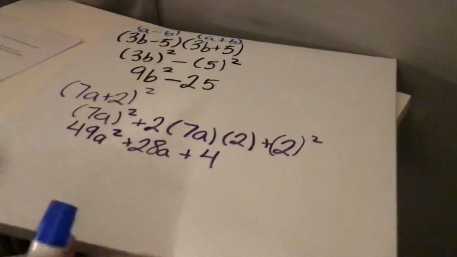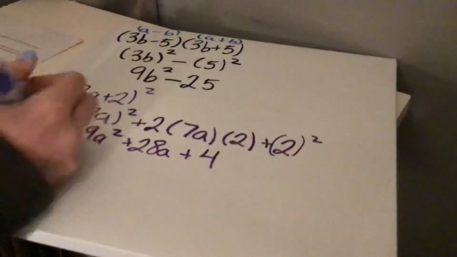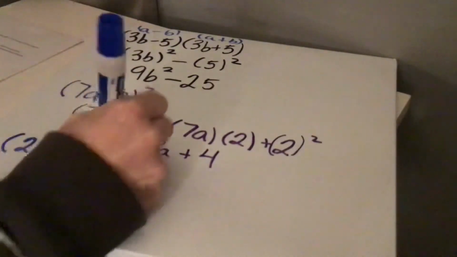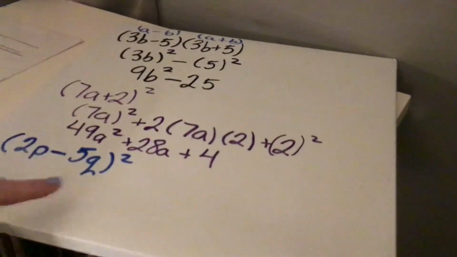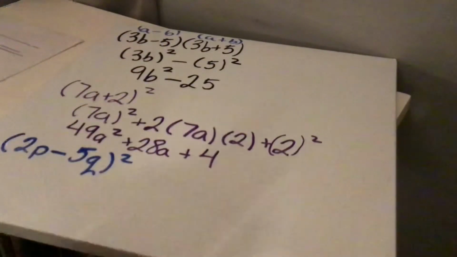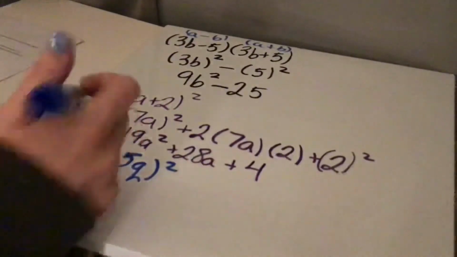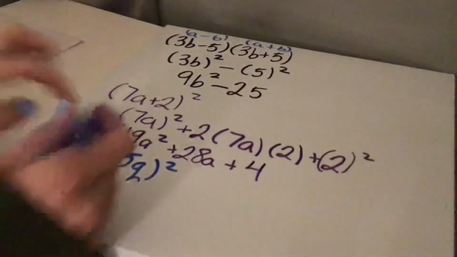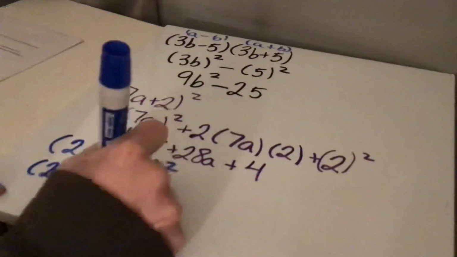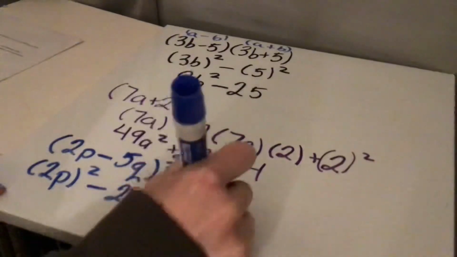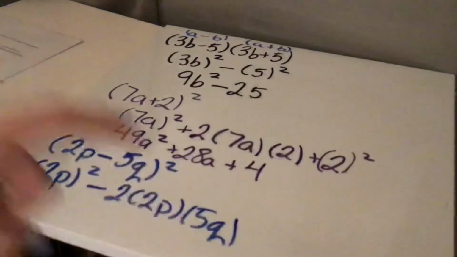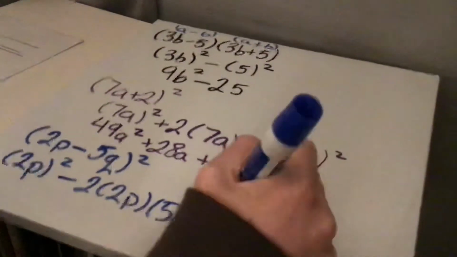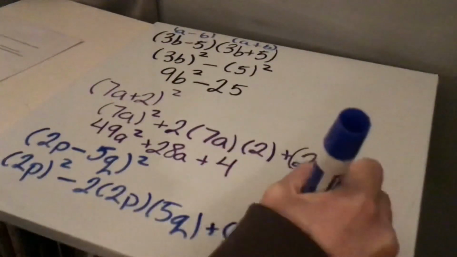All right, then to see it with subtraction, right? It's going to work the same way. So 2p minus 5q quantity squared, right? It's a binomial raised to the second power. So I'm going to take the first one and square it, 2p to the second power. It's subtraction, so I'm going to put subtraction here. Then 2 times the first times the second. Remember, I don't worry about the sign because it's already taken in right here. Plus the second squared.